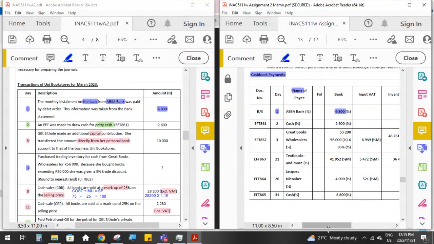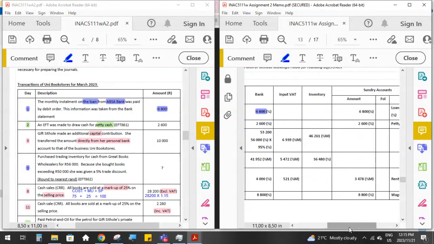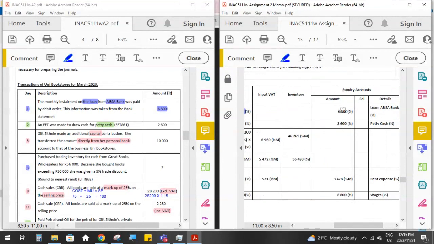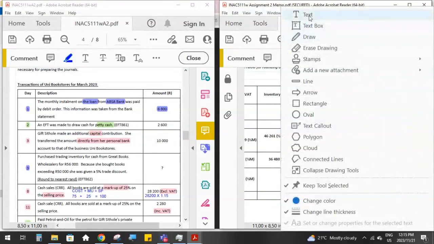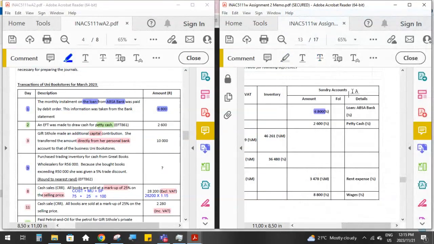No VAT, there's no VAT on a loan. We're just paying back an amount that we borrowed. So because it's a loan, there's no VAT. It doesn't involve inventory, so it must go under our sundry accounts column. So we put it under the amounts column, the full including, I'm saying including VAT, but there is no VAT in this one. And under the details column, again, this must be the general ledger account name.